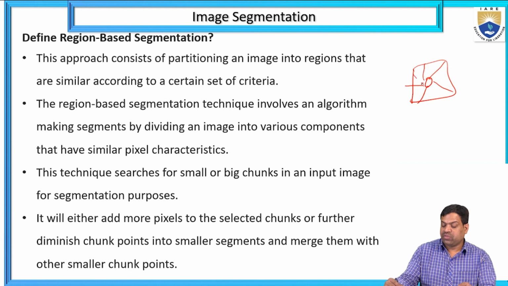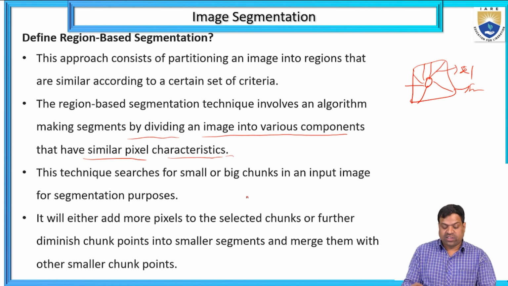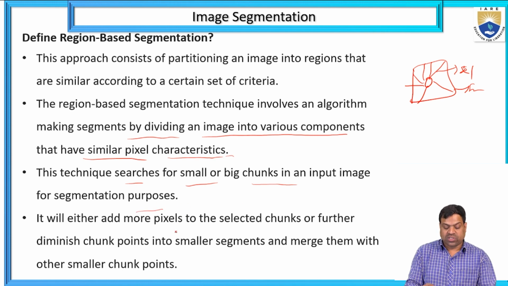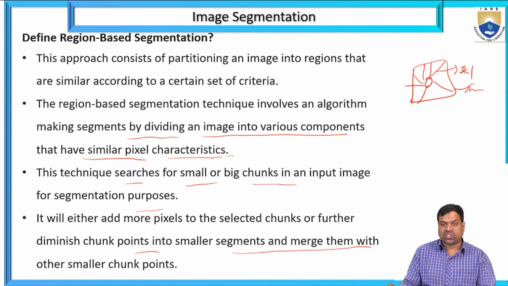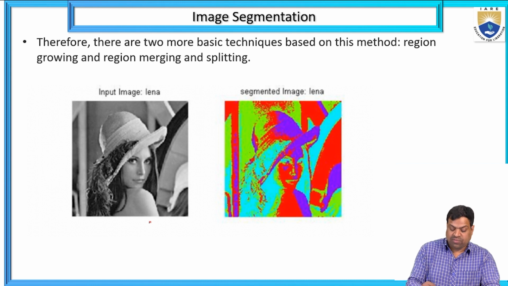So region-based segmentation divides the regions of the image into smaller ones according to a certain criteria. Taking an image, various segments are there: one segment, two, like this. It makes segments by dividing an image into various components that have similar pixel characteristics. This technique searches for small or big chunks of the input image for segmentation purposes, and it will either add more pixels to selected chunks or further diminish them into small segments and merge them with other small chunk points. It is a region-based technique. It is one example of a region test, where gray level is converted to color.